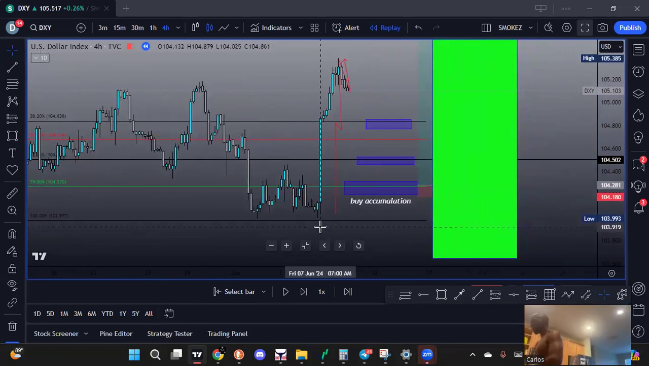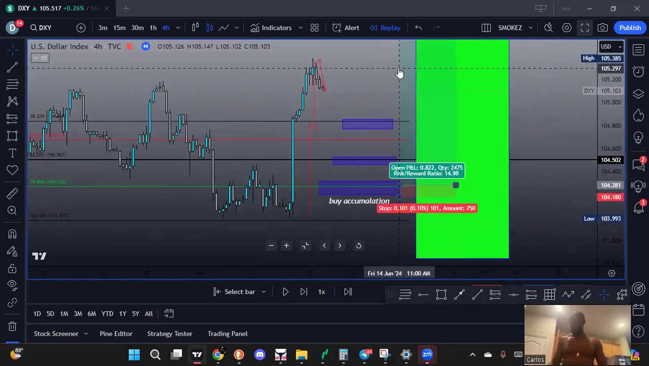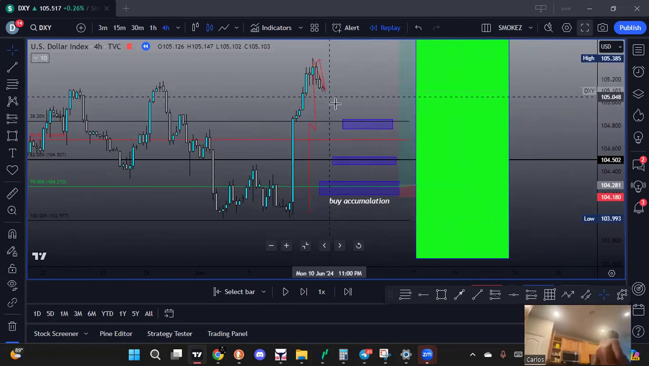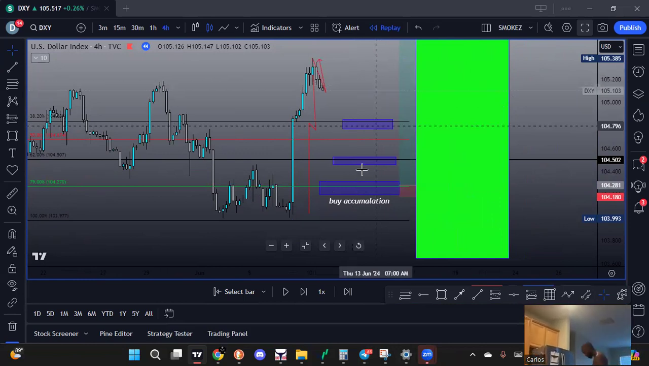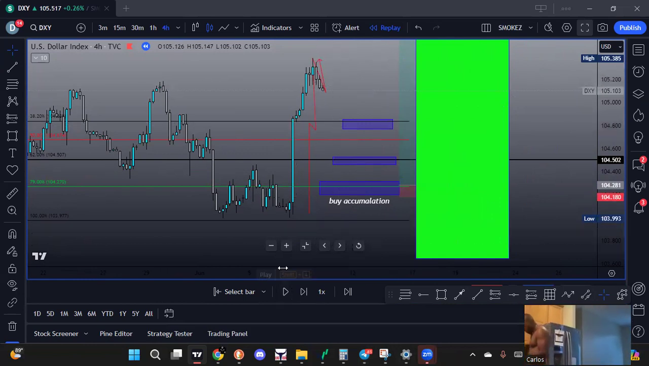You're waiting for price to react to one of those levels to go in. So this is price not really coming back that much, but I'm trying to get in the trade. I enter here. So let's watch the replay.